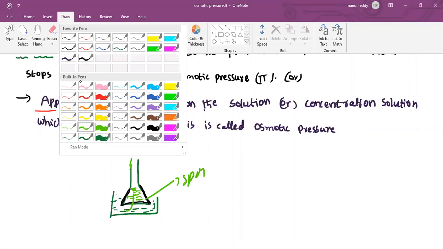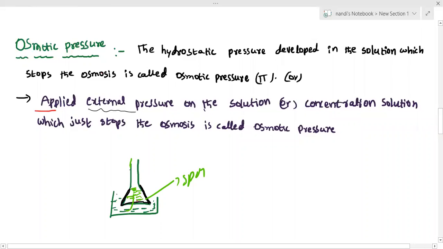The rate of osmosis is more initially, and slowly the rate of osmosis decreases. Whenever water molecules enter the solution, the height of the solution increases. Okay, this height is H. Due to this height, some pressure is developed in the solution. That is what we call hydrostatic pressure, pi equal to H rho G. This is what we call osmotic pressure.